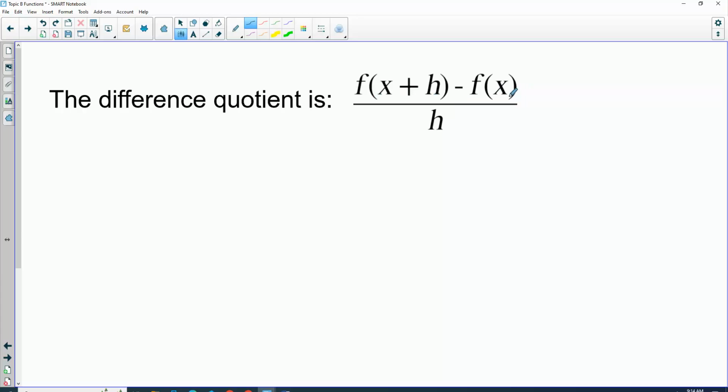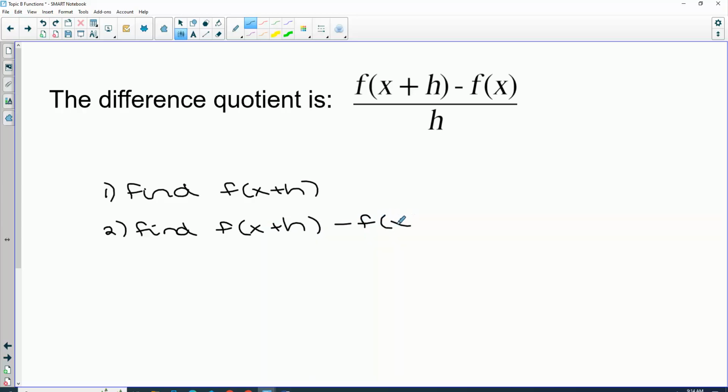But it's a function thing, and so if you remember in last year, what I had you do is step 1, find f of x plus h. And then step 2, I had you take that answer and subtract f of x. And then step 3, I had you take the answer you just got and divide it by h. So we did one piece at a time. We can still take that approach now. It's kind of up to you.